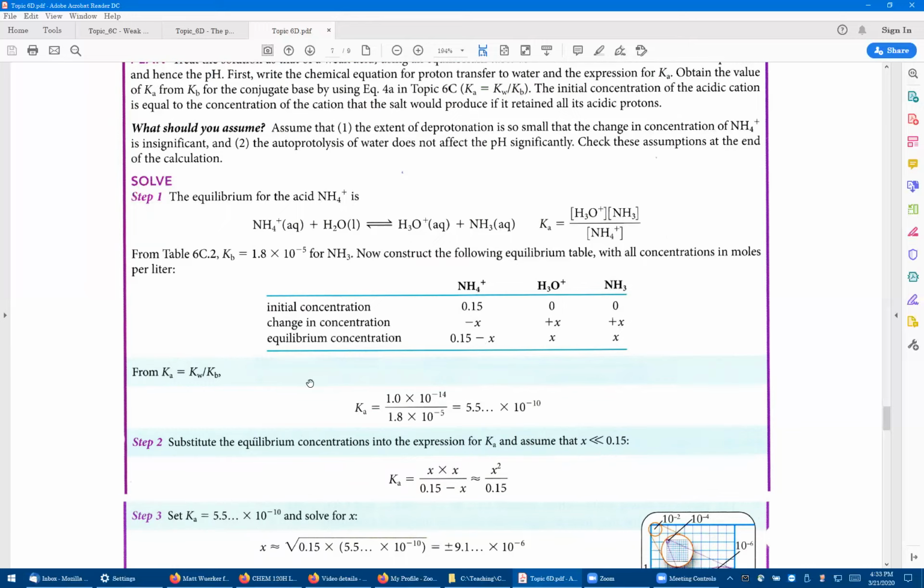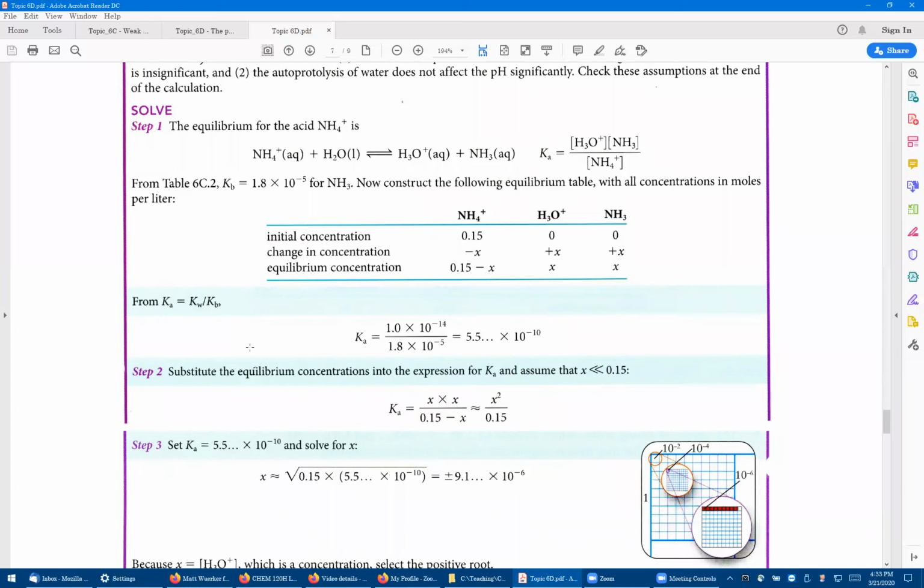So from what I just said, the equilibrium constant expression here, the Ka, is given by Kw over the Kb of ammonia, okay? And so it turns out that the Ka for ammonium ion is 1 times 10 to the minus 14, that's Kw, over the Kb of ammonia, 1.8 times 10 to the minus 5. And so the Ka of ammonium is 5.5 times 10 to the minus 10.